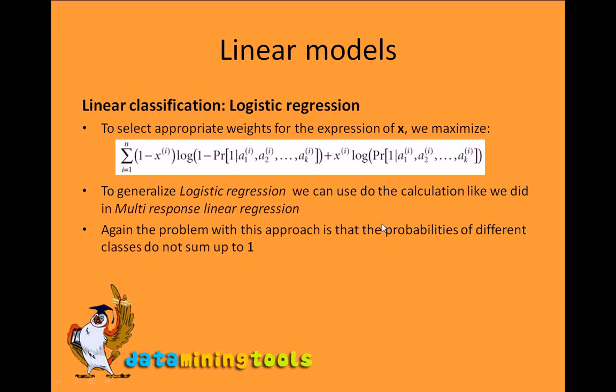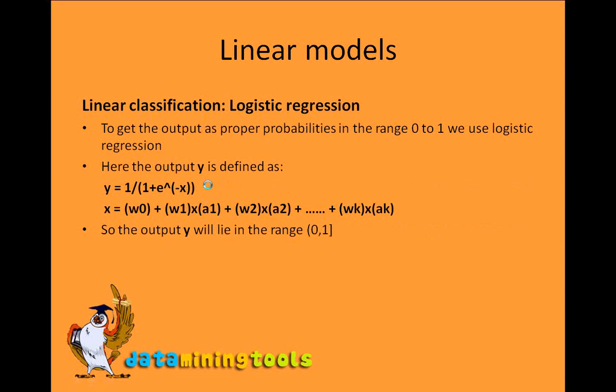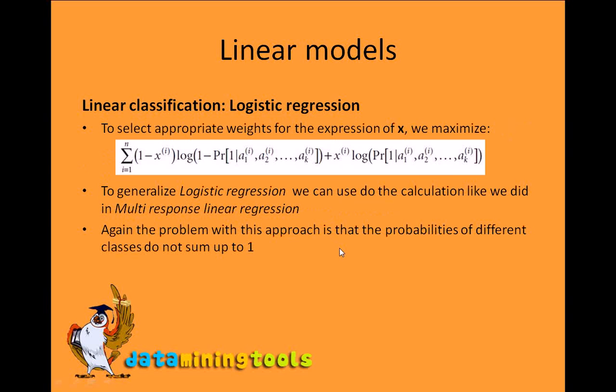Again, the problem with this approach is that the probabilities of different classes do not sum up to 1. So the output, coming back to the previous slide, the output y will lie in the range 0 to 1. But if we just add the values of y for different classes for an unclassified instance, the sum might or might not be equal to 1. So they are not actual probabilities, though they lie in the range 0 to 1.